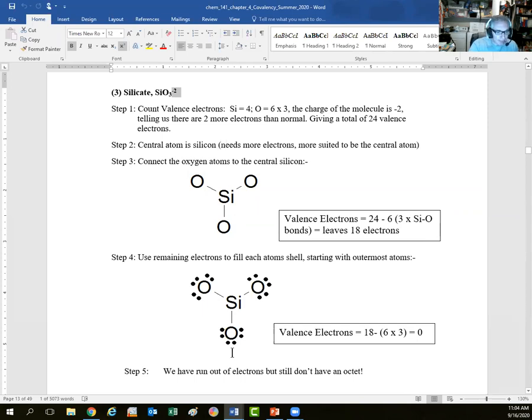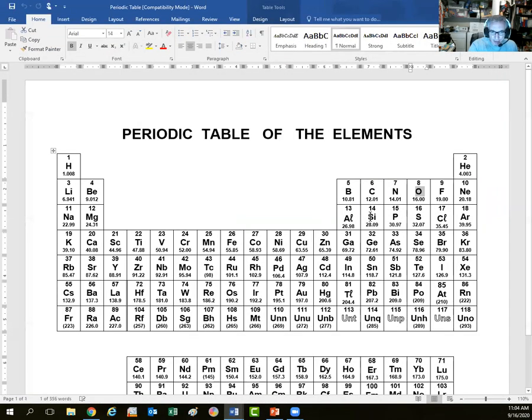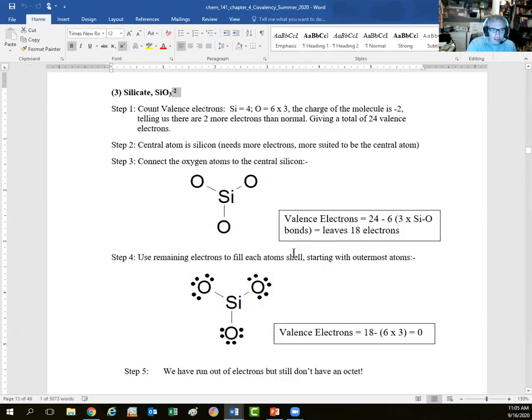Choosing the central atom, it's the element which needs the most electrons to complete its shell. So silicon needs another 1, 2, 3, 4, and would be expected to form 4 chemical bonds. Oxygen needs another 1, 2 to complete its shell. So we normally expect 2 chemical bonds. Now the elements sometimes break these rules, but it's a good guideline to get us started. And so with silicon needing more electrons, expected to form more chemical bonds, that's our choice for the central atom.